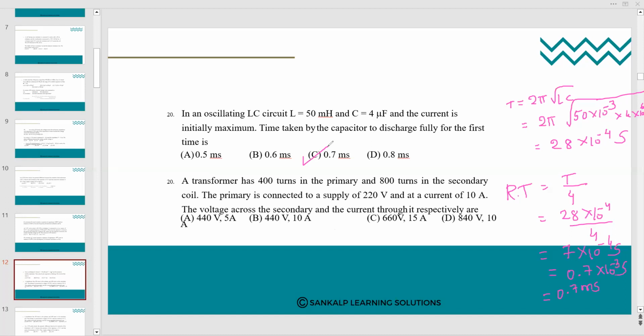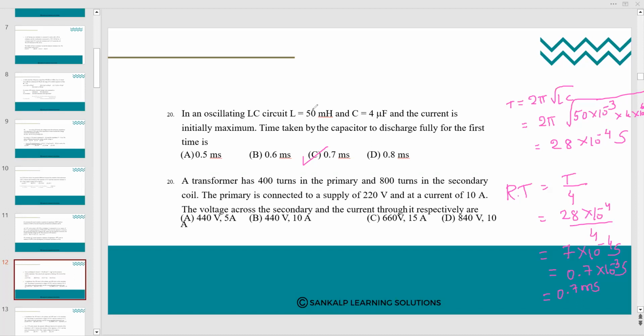Let us go for the next question. A transformer has 400 turns in the primary and 800 turns in the secondary coil. The primary is connected to a supply of 220 volt and a current of 10 ampere. The voltage across the secondary and the current through it, respectively, are?